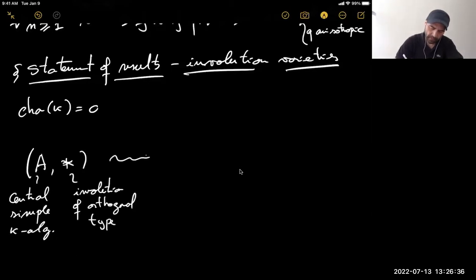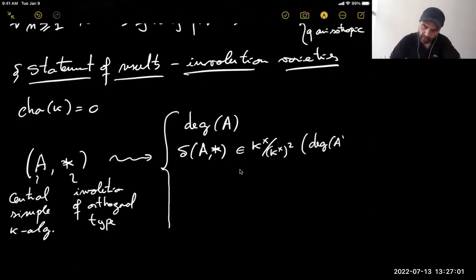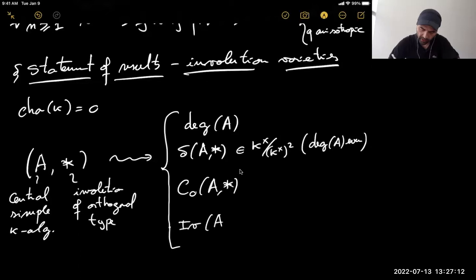And then, as you know, we can attach to this several invariants. We can look at the degree of our central simple algebra. We can look at the discriminant of this central simple algebra with an involution of orthogonal type. So again, it's well defined if we mod out by the group of squares, and this is well defined in the case where the degree is even. We can also define an even Clifford algebra, and also we can associate with it an involution variety.